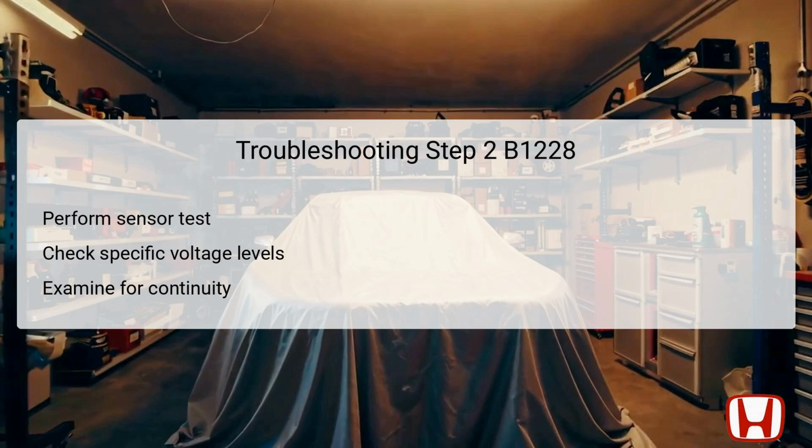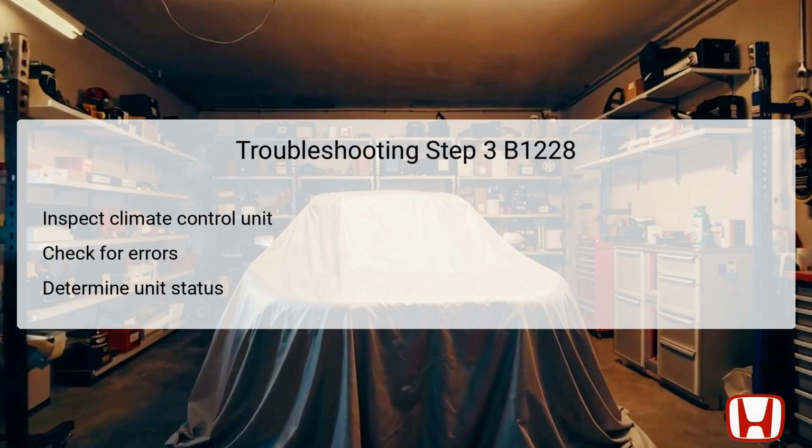Additionally, examine the continuity of the sensor wiring to ensure that there are no breaks in the circuit that could hinder proper signal transmission. Checking continuity helps identify faults along the wiring and can indicate whether the sensor is shorted to ground or if there are issues within the sensor circuit itself. Accurate measurements and observations in this step guide the technician in determining the next appropriate action.